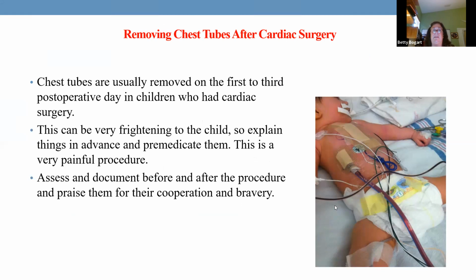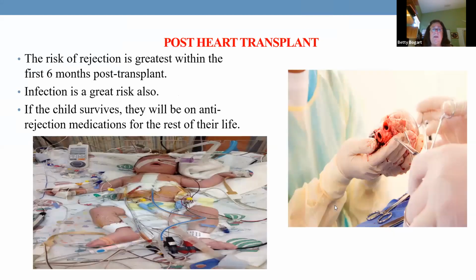So we need to teach these children what's happening. It is frightening. So number one, teach these children what's going to go on. Be honest. You will give them pain medicine, but it's going to burn for a second and then it goes away. Also, because it's chest tube, elevate the head of their bed, okay? So we'll teach them, we're going to medicate them with pain medicine because we don't want it to hurt. We're going to elevate the head of the bed. And again, document before and after, if they accepted the teaching, if they understood, and then how they did with the procedure. Now, transplant sometimes can happen.